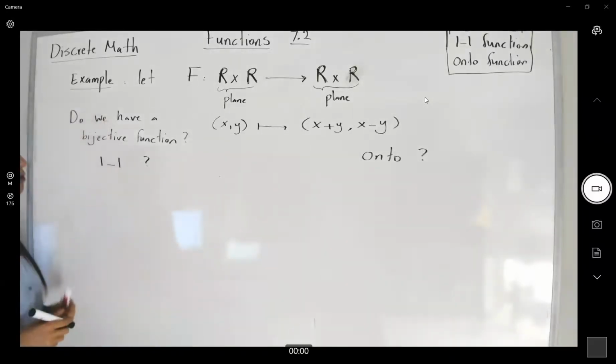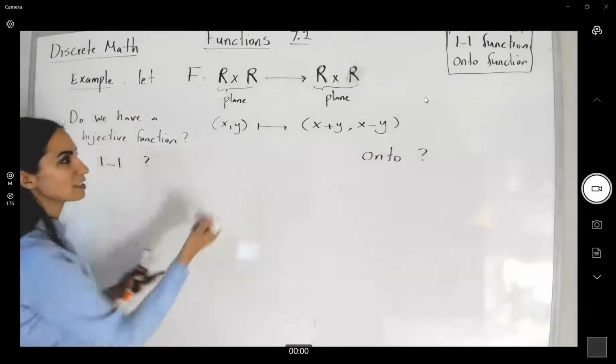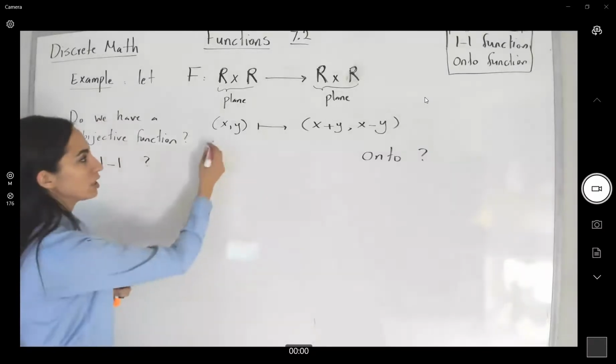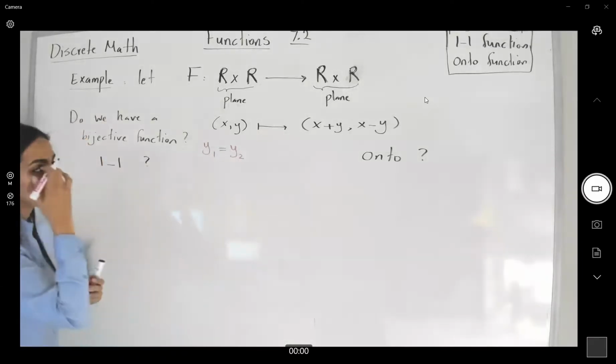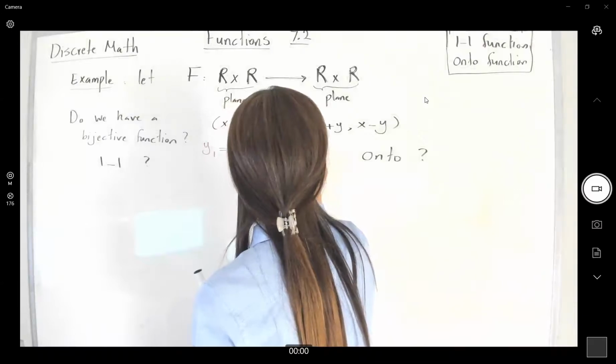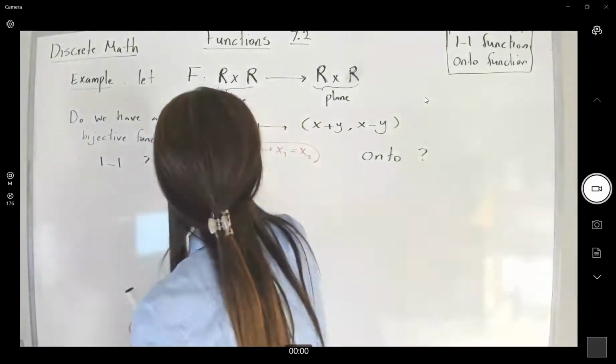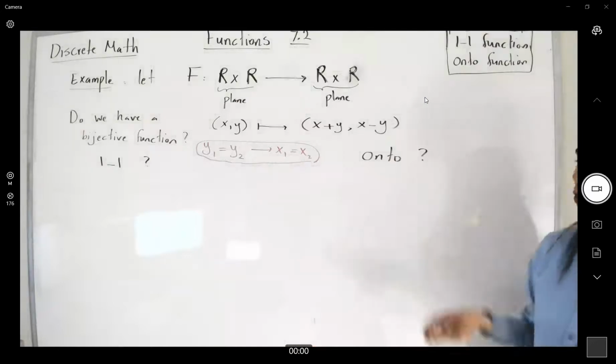Is this 1-to-1? So remember the definition for being 1-to-1. They say that a function is 1-to-1 if the y values are equal to each other, then you can conclude that the x values are equal as well. So this is the definition of 1-to-1. So what are we going to do?